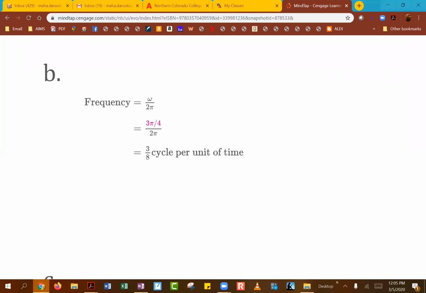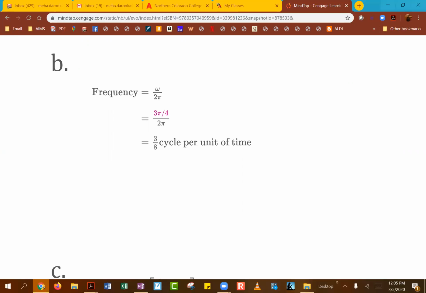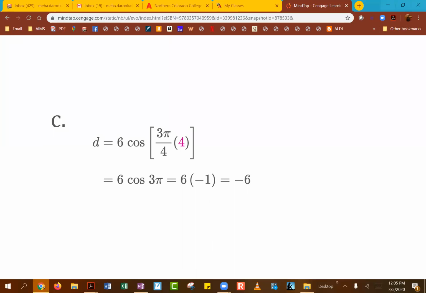Okay, so you've got frequency equals omega over 2 pi. And then omega we know from the function is 3 pi over 4. So it's 3 pi over 4 in the numerator divided by 2 pi. And then you basically end up with 3 over 8 as your cycles per unit of time. And again, if you just want to verify that part C.